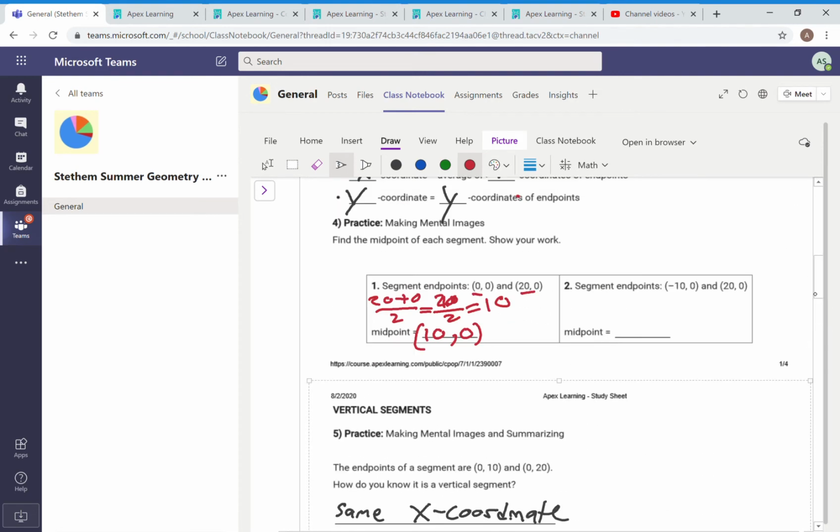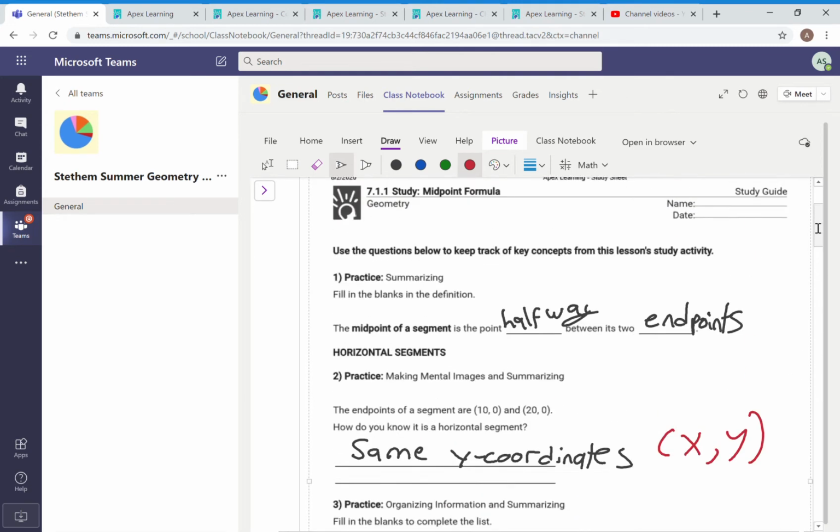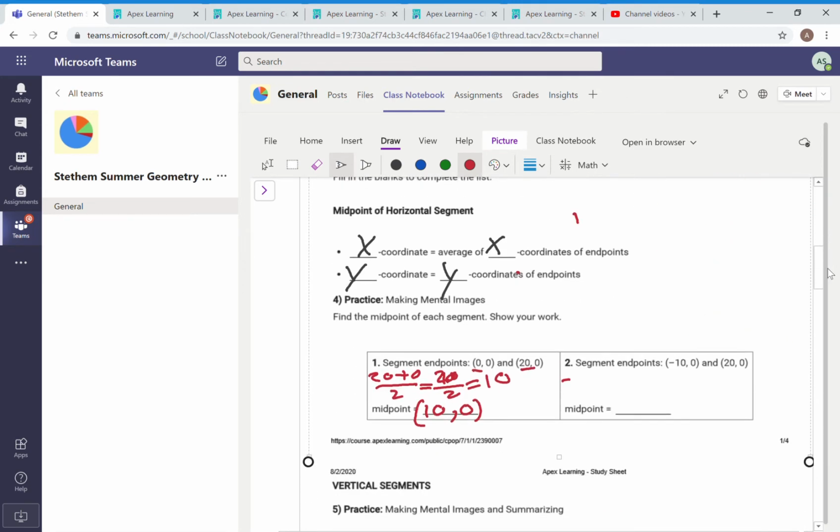I would take the average, so I do negative 10 plus 20 divided by 2. Negative 10 plus 20 would give me a positive 10 divided by 2, which would be 5. So I'd have the midpoint of 5. And again, my other ones are just 0, so that would stay 5. If you can add two numbers together and divide by 2, you can do everything with midpoints.